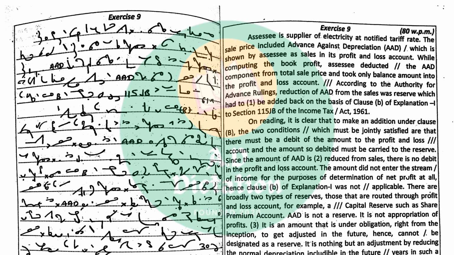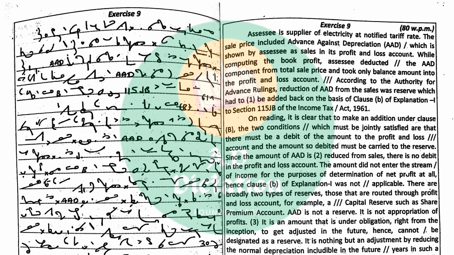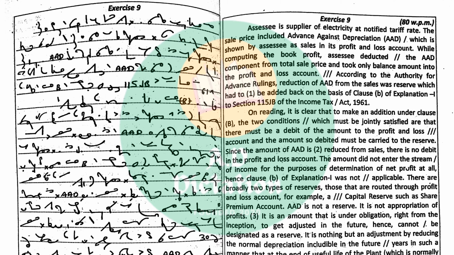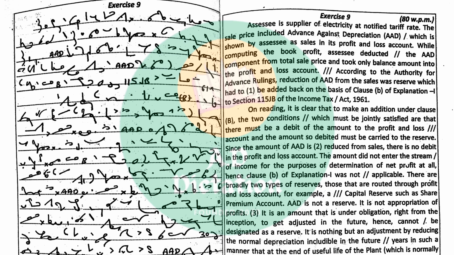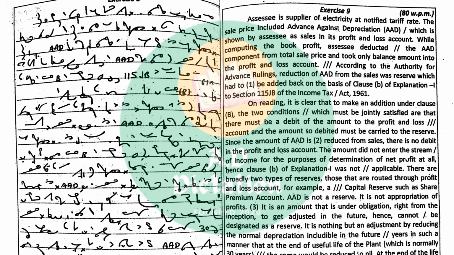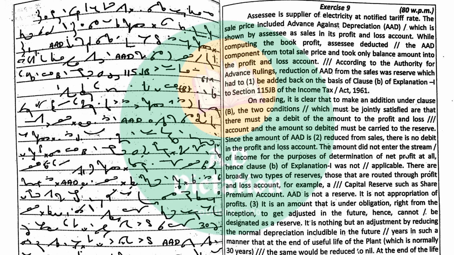According to the Authority for Advance Rulings, the reduction of AAD from the sales was a reserve, which had to be added back on the basis of clause (b) of Explanation 1 to Section 115JB of the Income Tax Act, 1961.